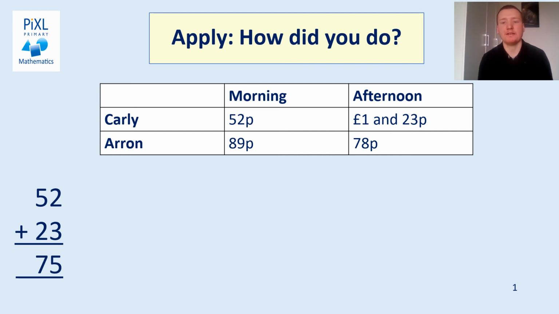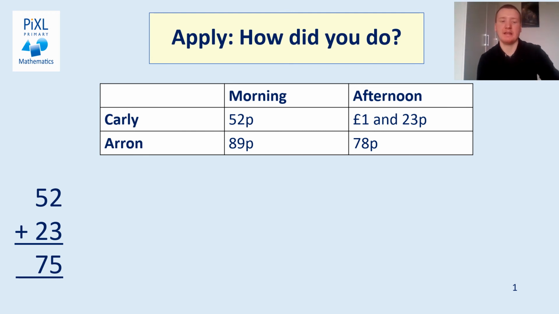First thing we need to do is add the pence together. So let's just leave the £1 to the side for now, and let's add 52 add 23. So start off with the ones, of course. 3 in your heads, count on 2: 3, 4, 5. Put the 5 in the ones column. Then move on to the tens column. We've got 5 in our heads, add 2: 5, 6, 7. So our answer would be 75p.